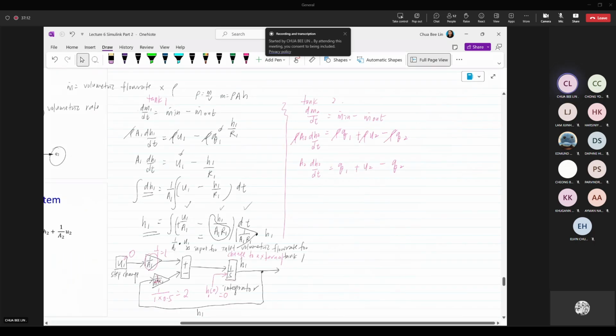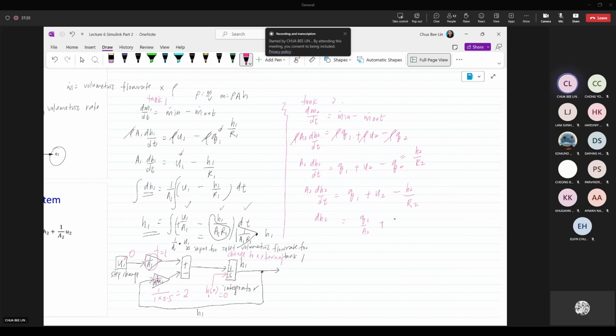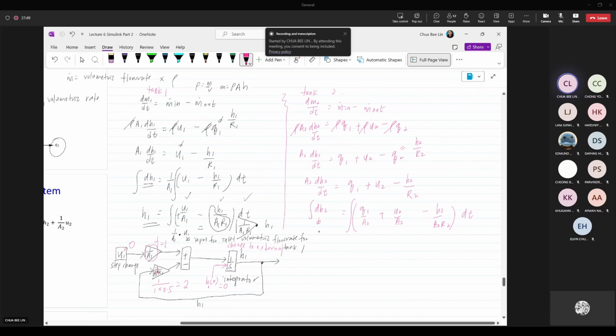So from here, you will replace this with H2 over R2. So you're having A2 dH2 over dt equivalent to Q1 plus U2 minus H2 over R2. Okay, then you will just keep the dH2 over here. The rest will move to the other side, meaning Q1 over A2, U2 over A2 minus H2 over A2 R2, then bracket dt, integrate. So once you have this, integrate both sides, this will give you H2.